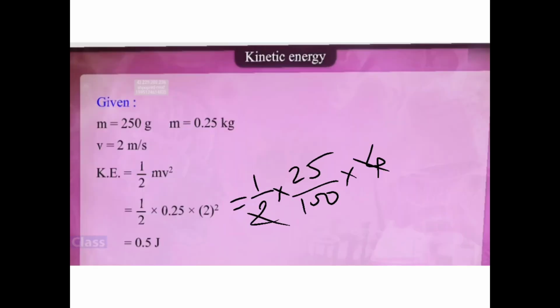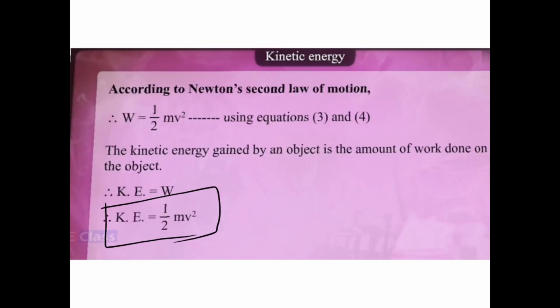So simple sums of half mv square will be there. Now let us go towards the potential. Children, this derivation, the entire derivation, how we reach this formula is important. It can be asked in the exam: derive the expression for kinetic energy. Okay, this is the question which can be asked based on it.